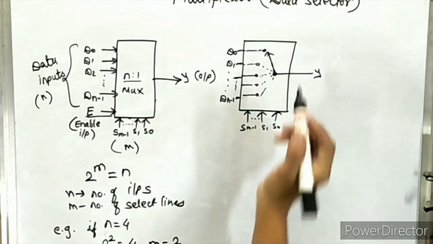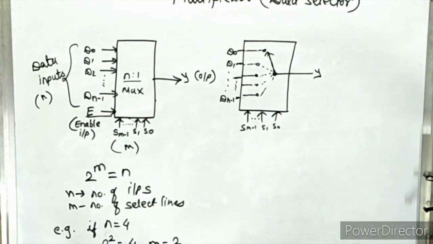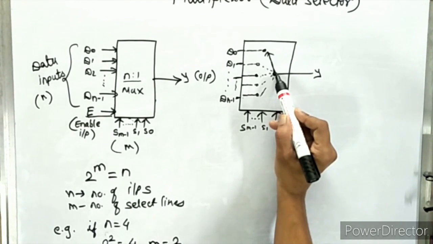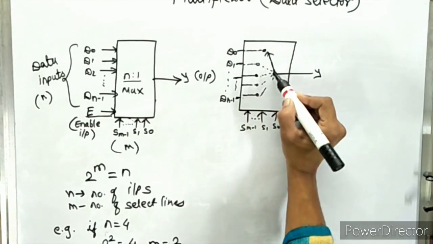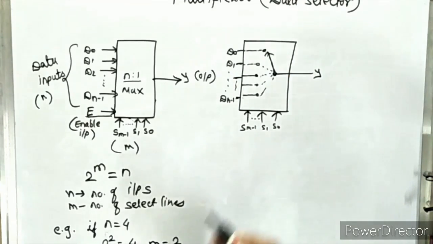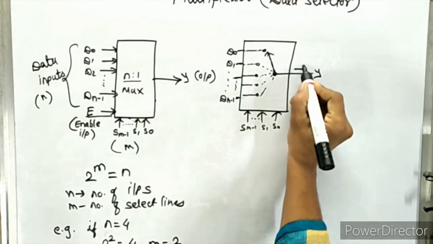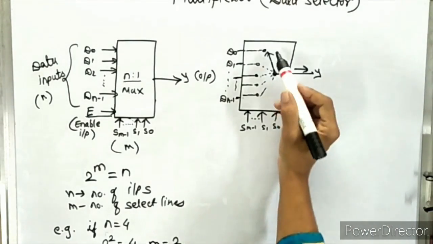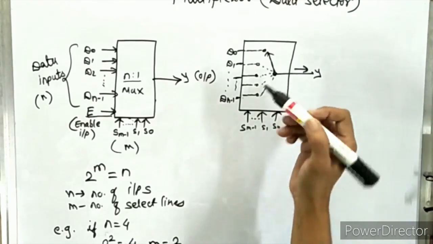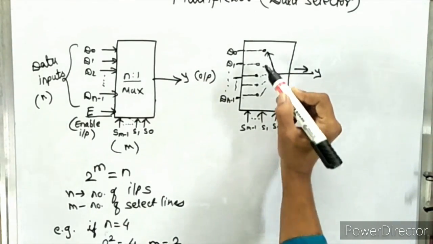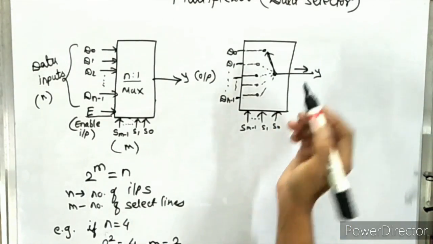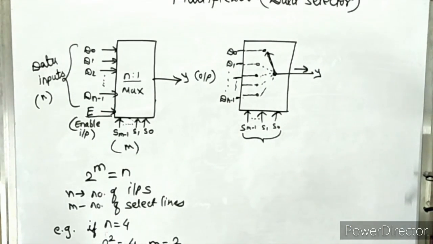Here the block diagram of this is given. These are the inputs. One switch is available at the output, and this switch will rotate and select one input at a time, and whatever data is available at that input will be transmitted, that is, it will be available on the output line. To which input this switch must be connected is decided by these select lines.